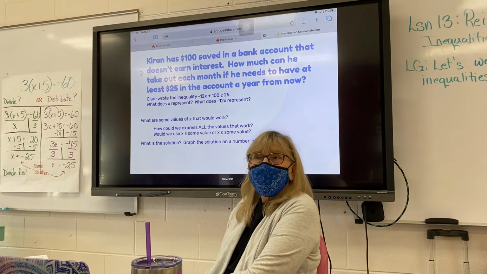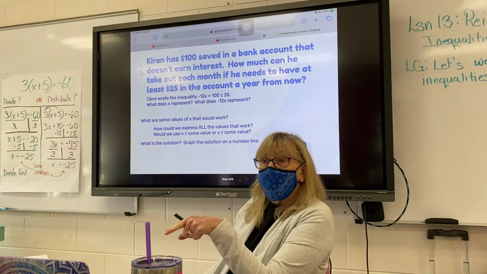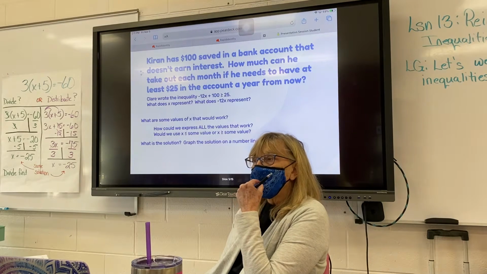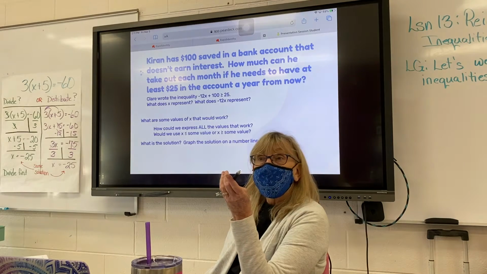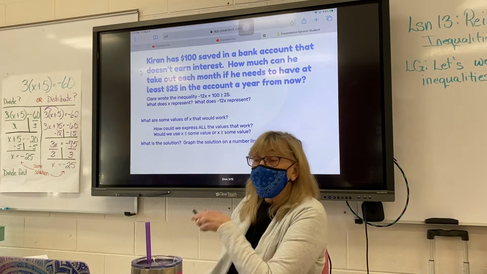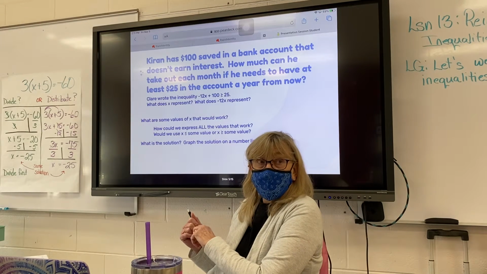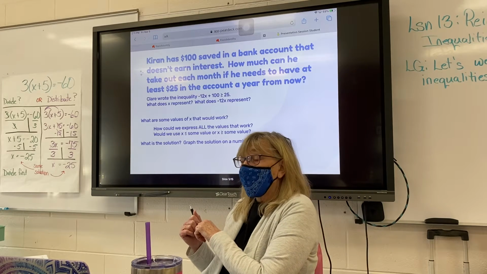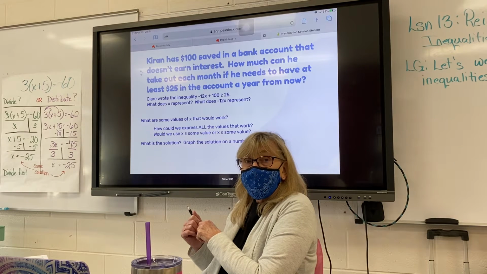Meaning it has to be at least that, the smallest, or more. Okay, so that's the smallest. Give me some values that we could have. 70. 100. Okay, so anything larger than 25, right? Would 25 work? Yes, because it says at least that much. Good.